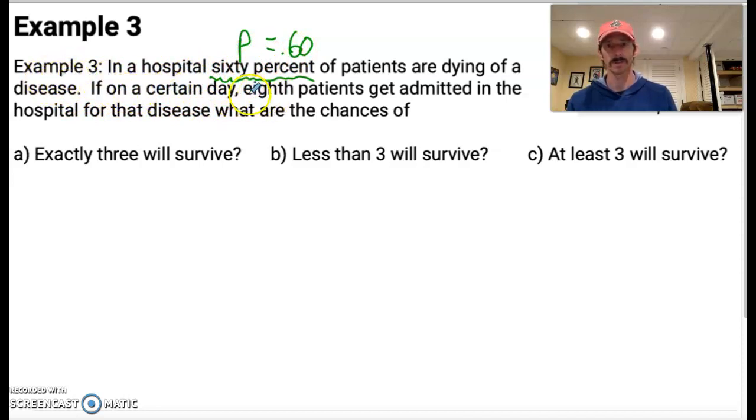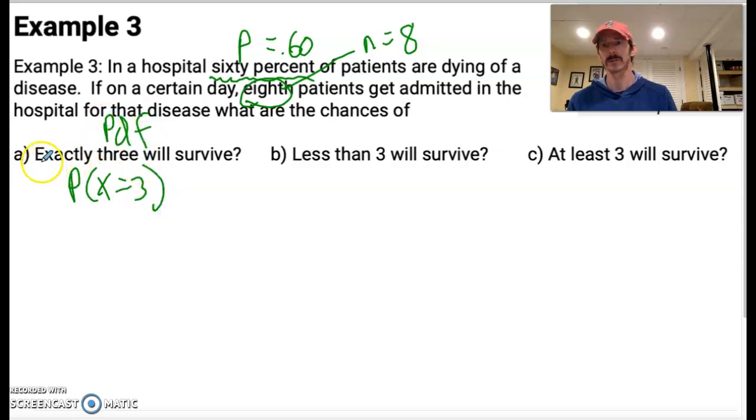So on a certain day, we have 8 patients. So if I have 8 patients being admitted, that's my fixed number of people being admitted for this particular thing. And I want to figure out these 3 different probabilities. One, that exactly 3 will survive. So that's going to be my X equals 3. And it's X equals 3, so it's a PDF when I do binomial. So that's your exactly. Less than 3 is right here.